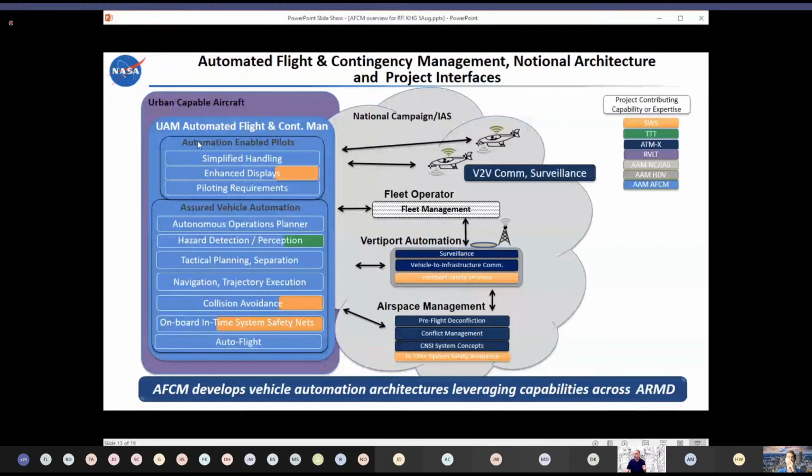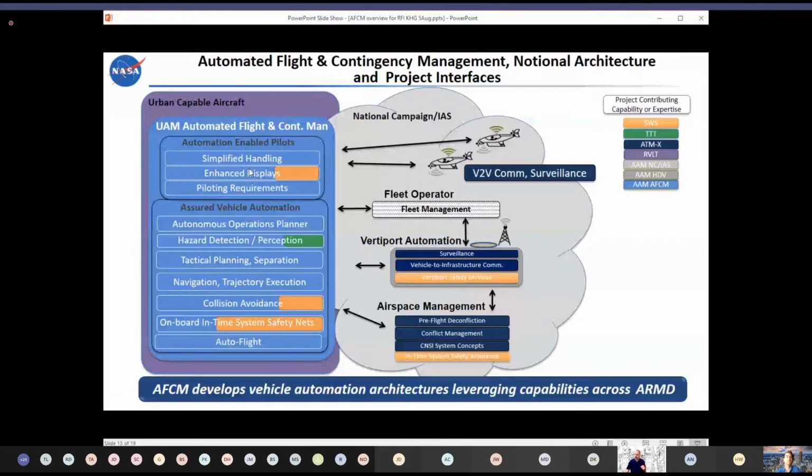One we're calling automation-enabled pilots. The second is assured vehicle automation. And let me just briefly explain the charters between these two activities. It's very much a combination of the two required to be successful, the overall automated flight and contingency management. But the AEP element has the lead for looking at the human automation interface aspects.